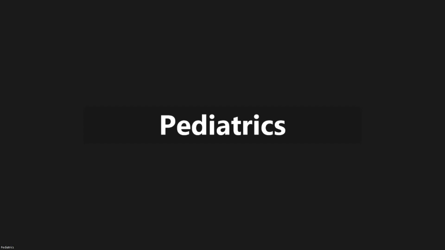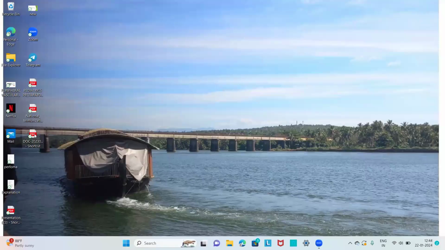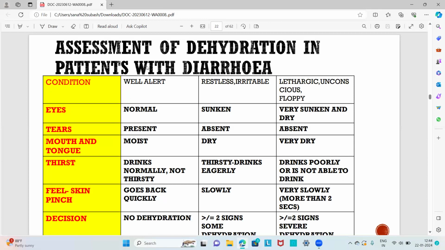So the WHO divides the dehydration status into different categories: acute diarrheal disease with no dehydration, acute diarrheal disease with some dehydration, and acute diarrheal disease with severe dehydration. So this is the assessment of dehydration of a patient with diarrhea according to WHO.